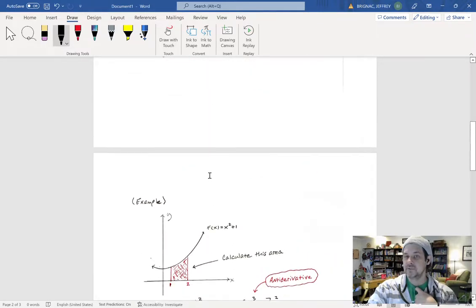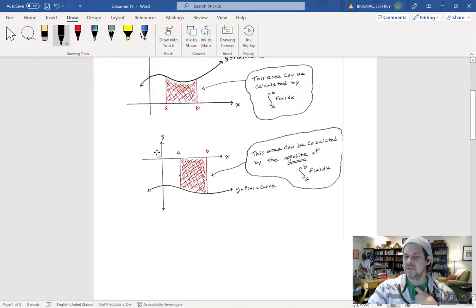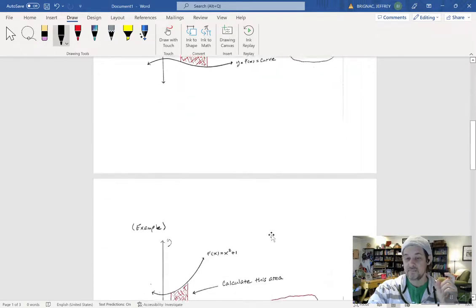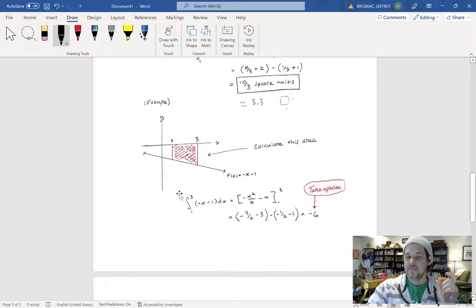Well, remember up here, if the curve is under the x-axis, we will just evaluate the definite integral from a to b. We'll get a negative number when we do that, and we'll take the opposite of it, and that number will be the area. Okay, so here I set up the definite integral from 1 to 3 of negative x minus 1. Okay, I'll evaluate this definite integral the same way I would any of the problems I'll show you in this class with the antiderivative. There it is.